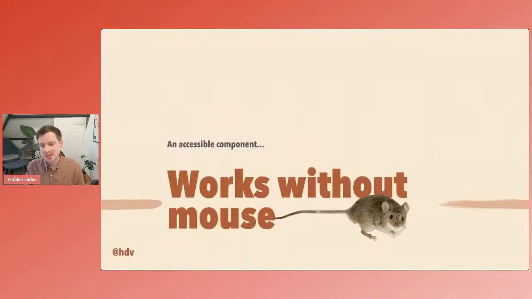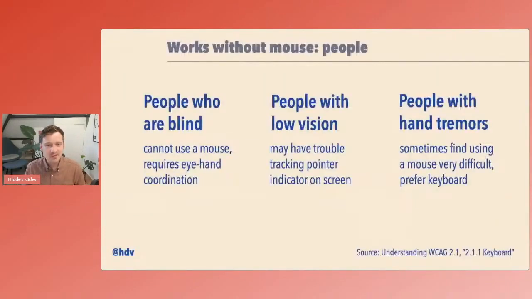And one of the most important ones, I think, is that an accessible component needs to work without a mouse. And that's relevant for a wide range of different people. People who are blind, they cannot use a mouse because that requires eye-hand coordination. People who have low vision, they may have trouble tracking a mouse indicator on the screen. Sometimes they will use a larger one as well. It's something you can set up in the operating system settings. People with hand tremors or other physical disabilities, they may also have trouble using a mouse and find it easier to use a keyboard. So lots of different disabilities, they benefit from your interface working with just a keyboard.